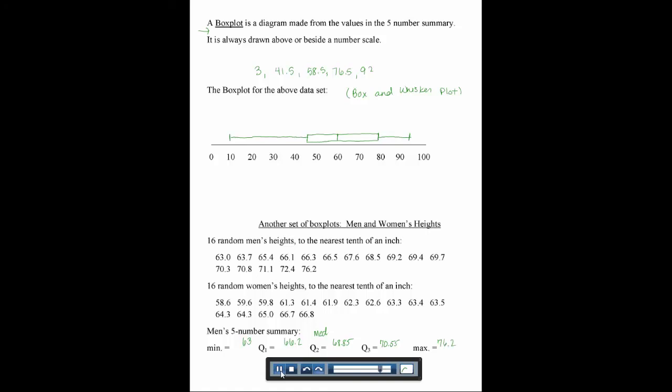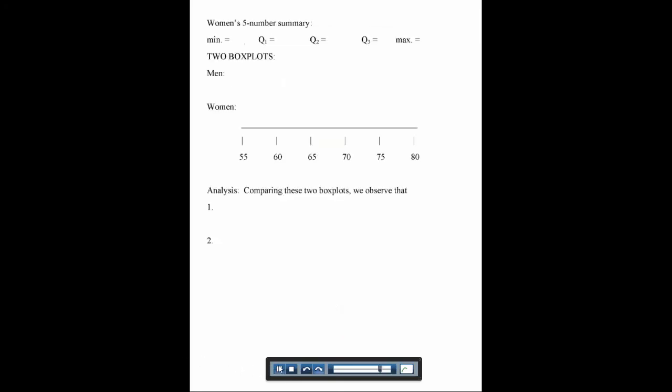Okay, and we're going to do the same thing for women. So for women, we've got the minimum is 58.6. Q1 is 61.35. Q2, or the median, is 62.95. Q3 is 64.3. And the maximum is 66.8.